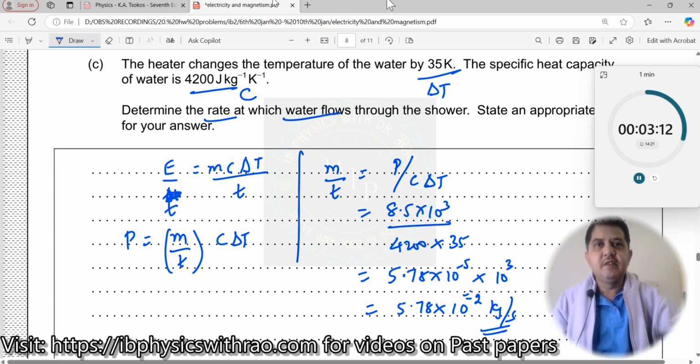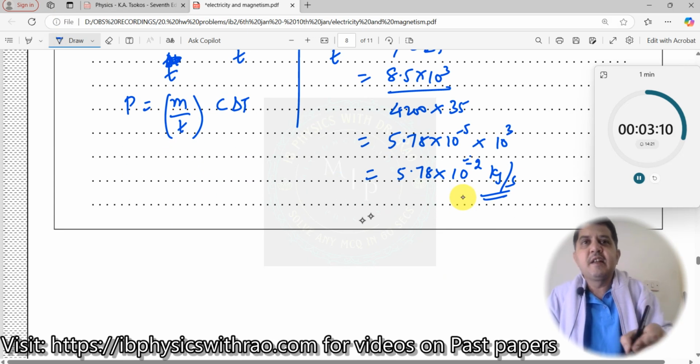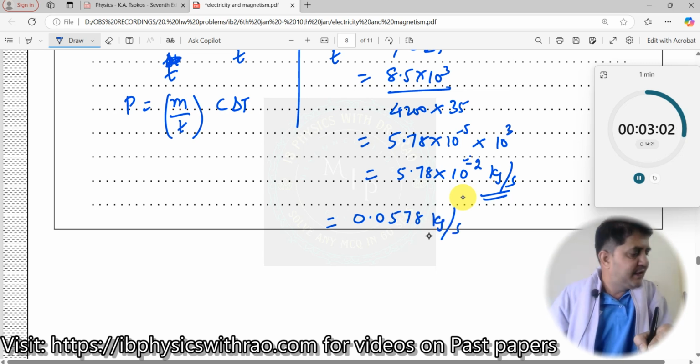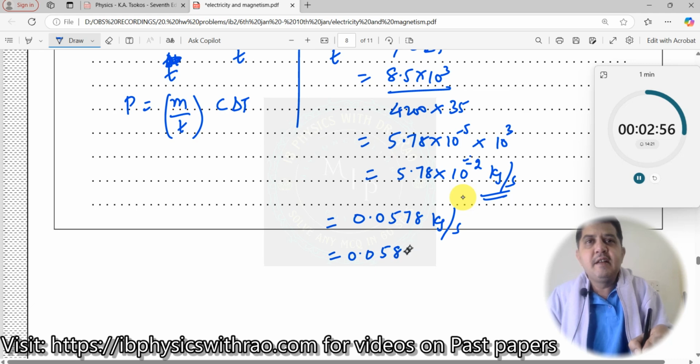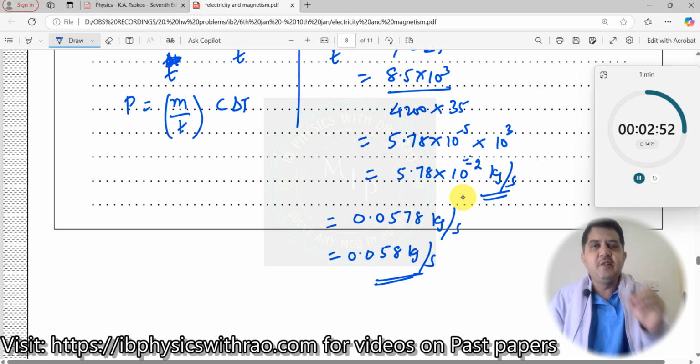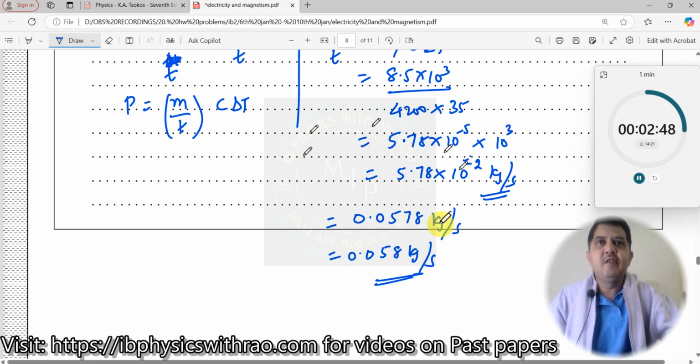Or in other words, I can write this as 0.0578 kg per second, or 0.058 kg per second is the right answer. So kg per second is the unit. Remember, you are supposed to write all the steps properly, only then you will get full marks for it.